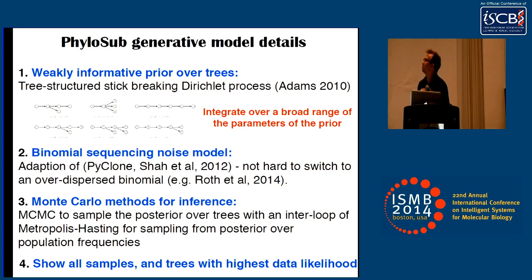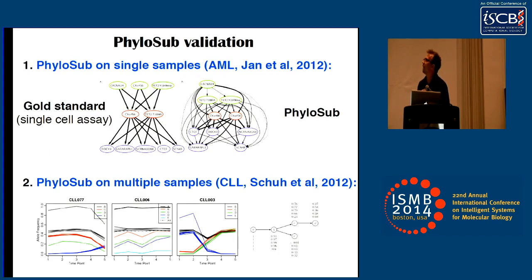Okay, so for validation, we ran it on single samples. Now this AML data is actually different than the AML data that Iman was talking about. So the gold standard here is actually a linear phylogeny that's got three different subpopulations. We recover that linear phylogeny with high probability. We basically assign high probability to three populations. We make one switch.